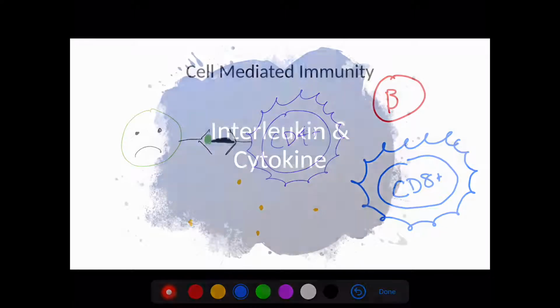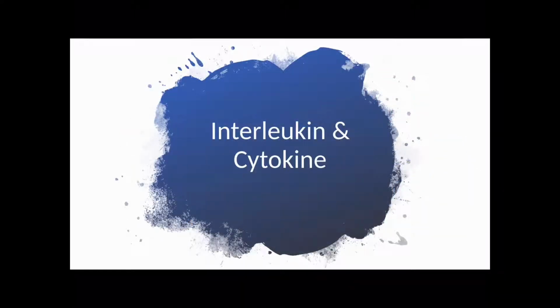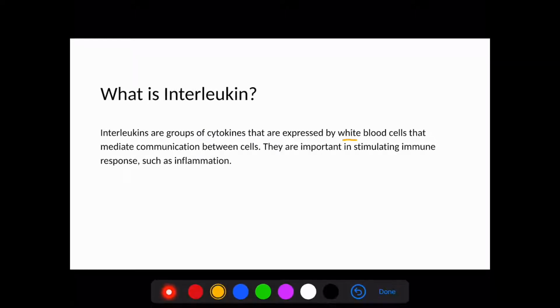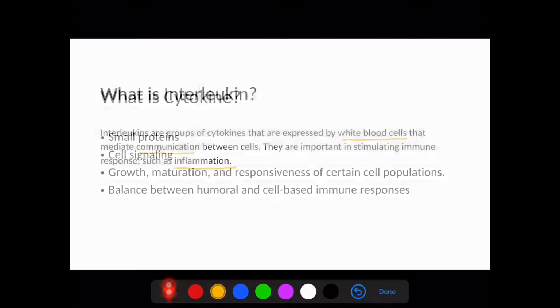multiple kinds of interleukin. Now we will move on to one of the most important proteins that is involved in immune response, which are interleukins and cytokines. Interleukins are groups of cytokines that are expressed by white blood cells that mediate communication between cells. They are important in stimulating immune response, such as inflammation. That definition did not really help, so we will first define what cytokines are.